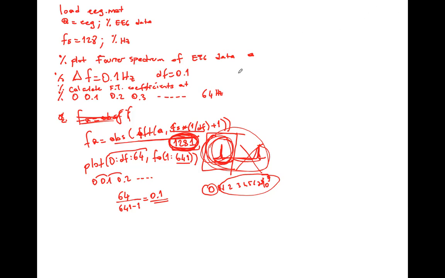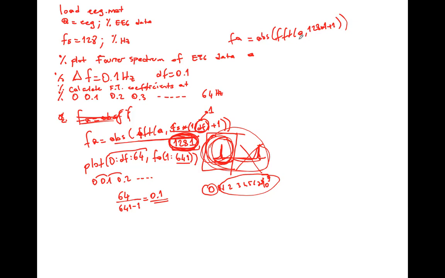I would do it with not this resolution. I don't need that much resolution. I would need only df being equal to 1. So I would write FFT of A, comma, 128 times 1 plus 1. I would take the absolute value and find my FFT of A.